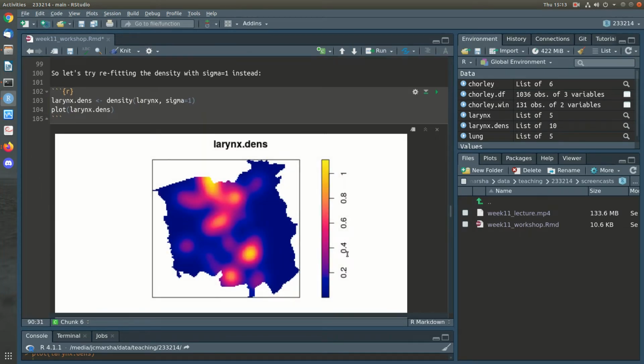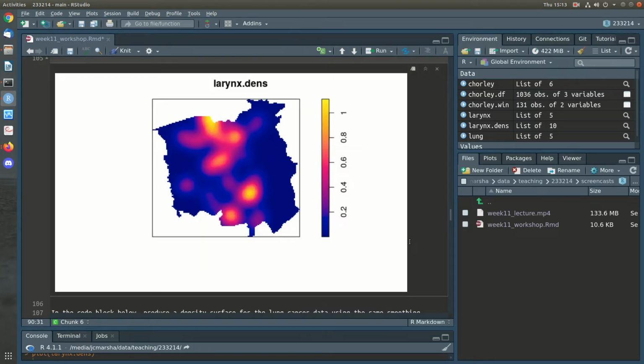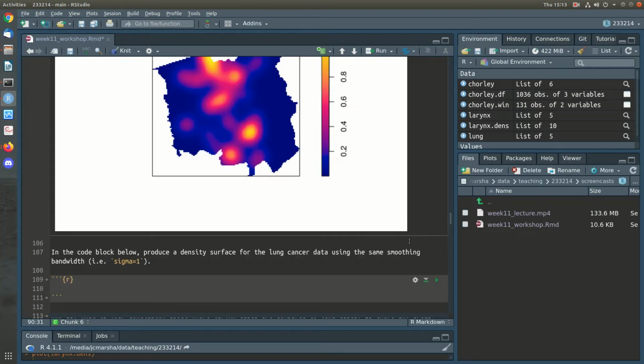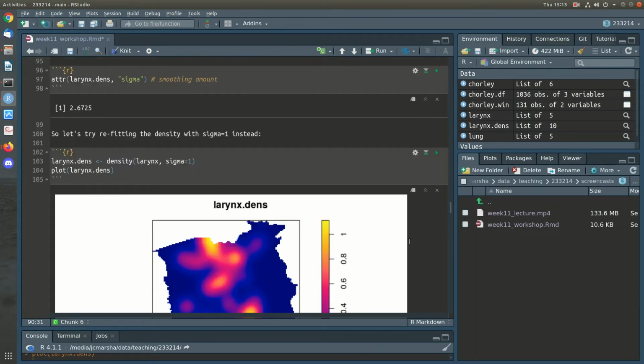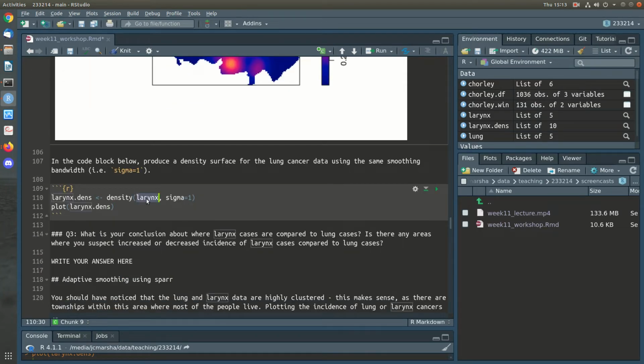Okay, so here's the smoother with sigma equals 1, which gives us some more detail, and this of course is where these townships are, although I think this blob here might be something else. I don't think there's that many lung cancer cases down here. So that's the larynx cases, and we could do the same thing for the lung cancer data. So we could just copy and paste that in and do the lung cancer data.